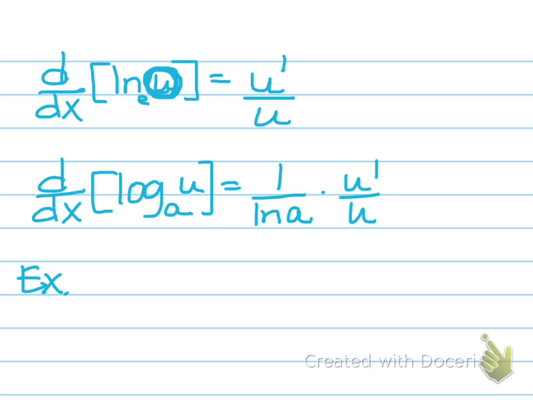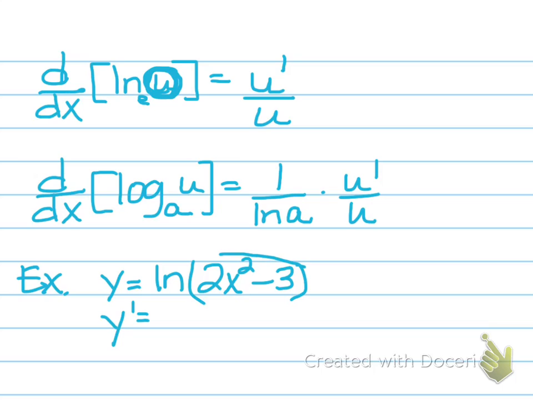Just some basic examples. Let's say you wanted to find the derivative of the function natural log of 2x squared minus 3. Then the derivative, if this is u, is the derivative of this over this. So the derivative of 2x squared minus 3 over 2x squared minus 3. That would give me 4x over 2x squared minus 3.